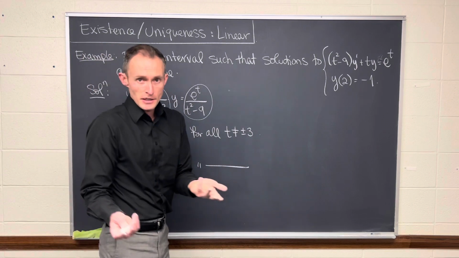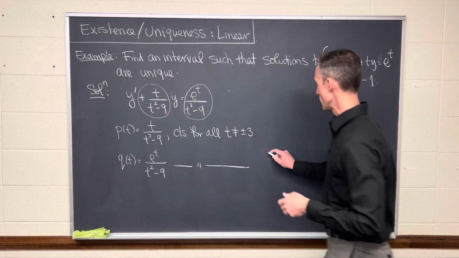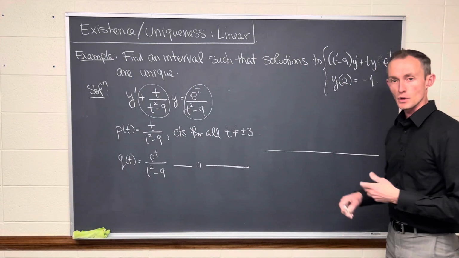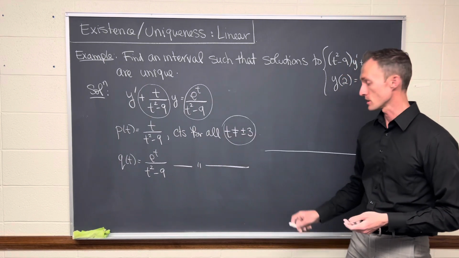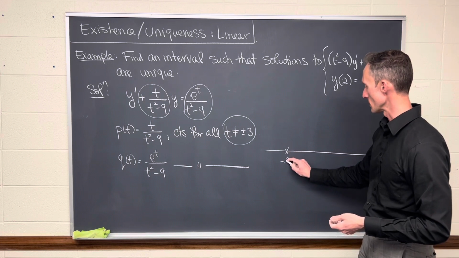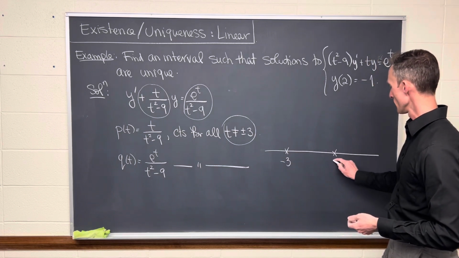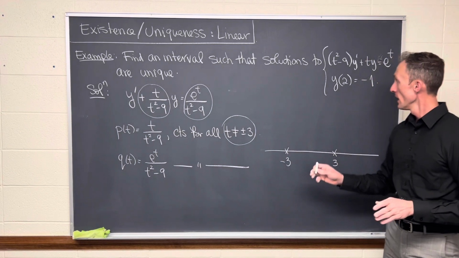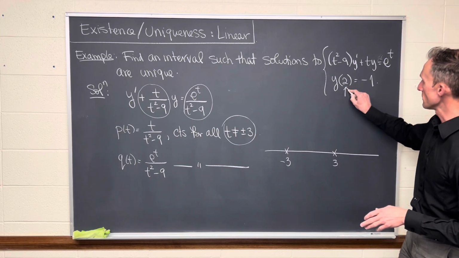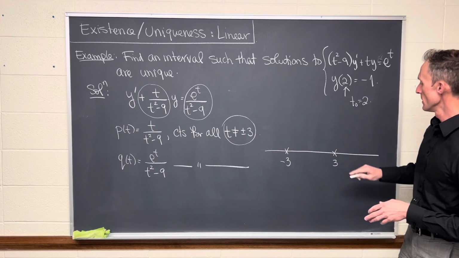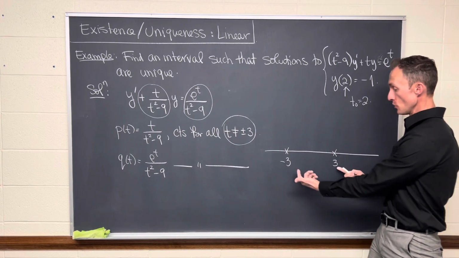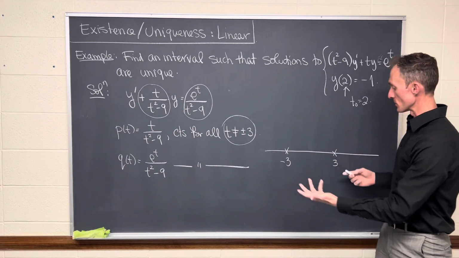So here's the trick. It's very simple, okay? You just give yourself a real number line, okay? You give yourself the whole number line. You throw away the points t equals plus or minus 3. Okay, so I'm going to throw away minus 3, and I'm going to throw away 3. Okay, those are not allowed. And then you go and you find the input for your initial value problem. So your t naught is equal to 2. You find that on here, okay? You hope that it's not negative 3 or 3, otherwise you're in trouble.